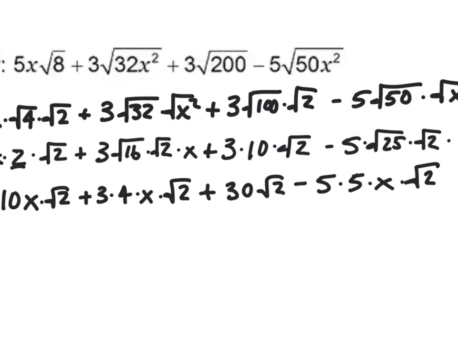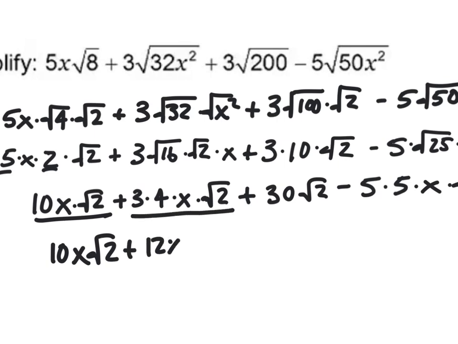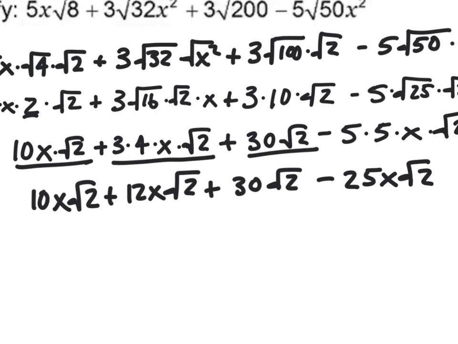Then the next step. We've got this term here, let me just rewrite that, 10x square root of 2. This term here, 3 times 4 is 12, so plus 12x times the square root of 2. I have this term, which is just plus 30 times the square root of 2. And then negative 5 times negative 5 gives me minus 25, so minus 25x times the square root of 2. Okay, so now let's think about our like terms. They all have a common radicand, but not all of them contain an x. This one does not contain an x.